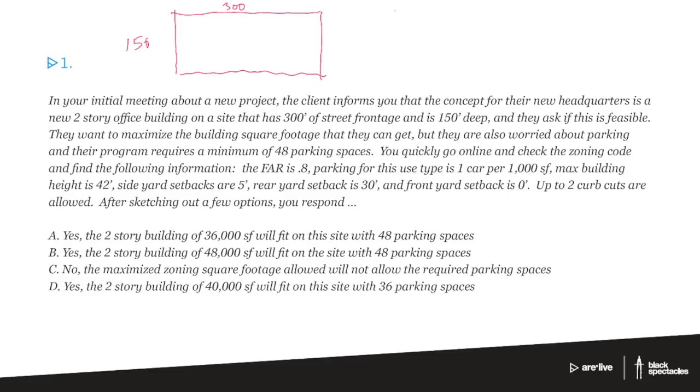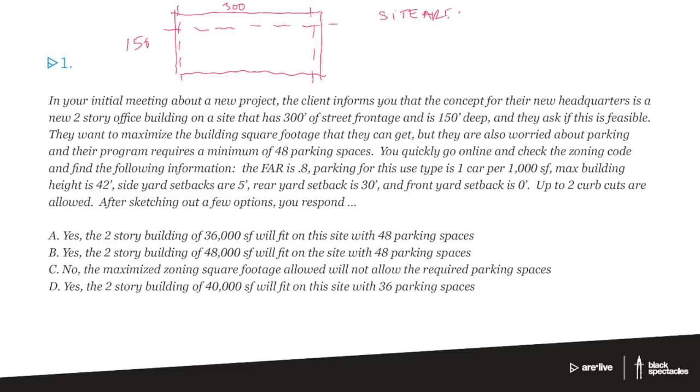The next thing we know is that there are some setbacks. So we got a 5-foot setback on the side yards, and we have a 30-foot setback, not being terribly accurate here, but you get an idea, on the back. So one of the first things we're going to want to know is what is the site area.